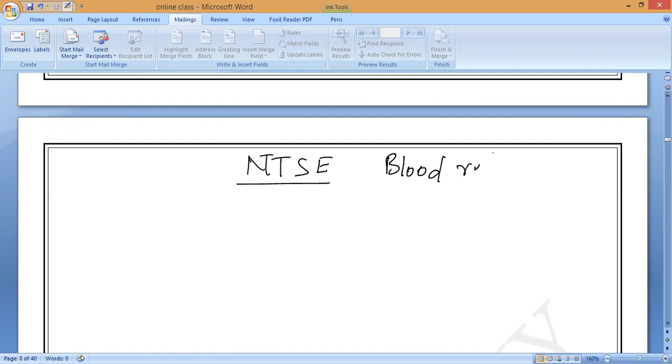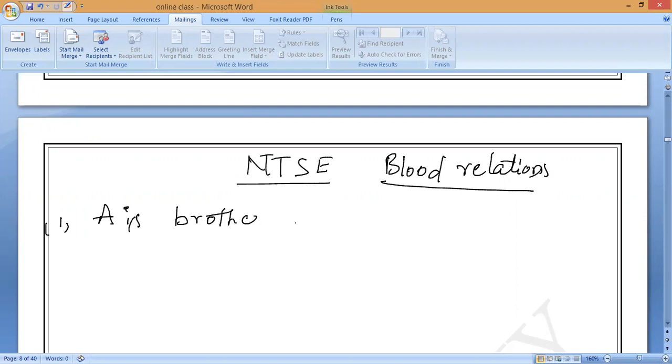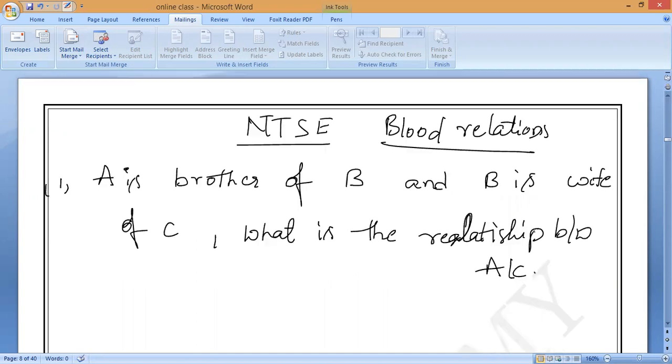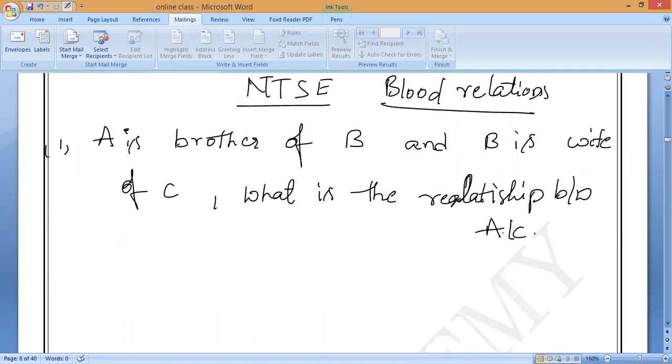Blood relations. Write the question. First question: A is brother of B and B is wife of C. What is the relationship between A and C?